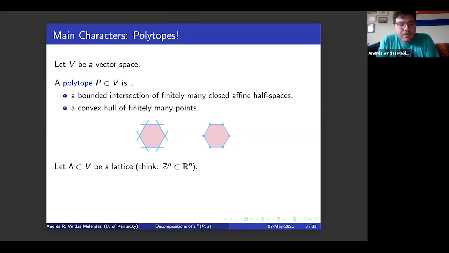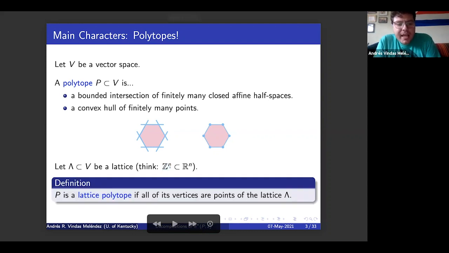And so I'm going to take lambda to be a lattice. And for me, I really do care about the integer lattice. So I'm really thinking the integer lattice. And so we say a polytope is a lattice polytope if all its vertices are points of the lattice, okay?